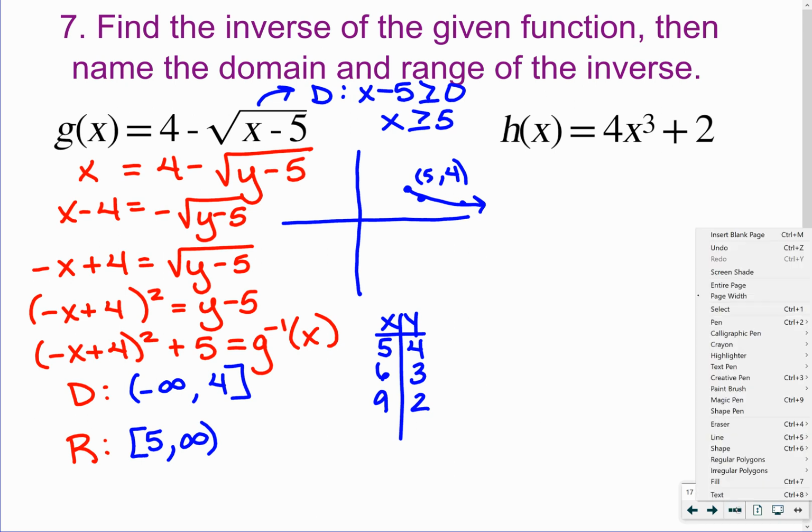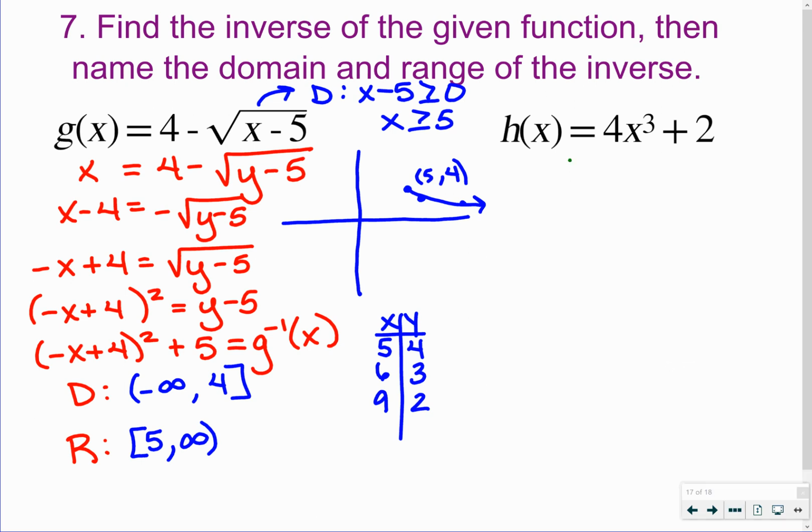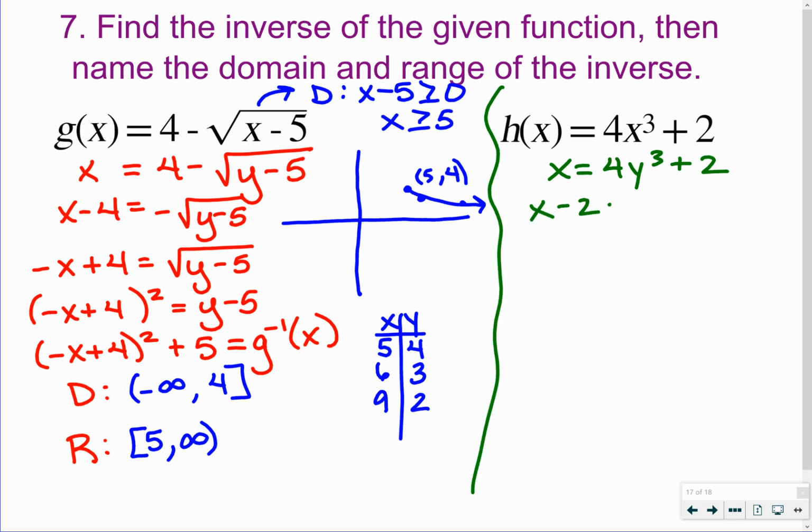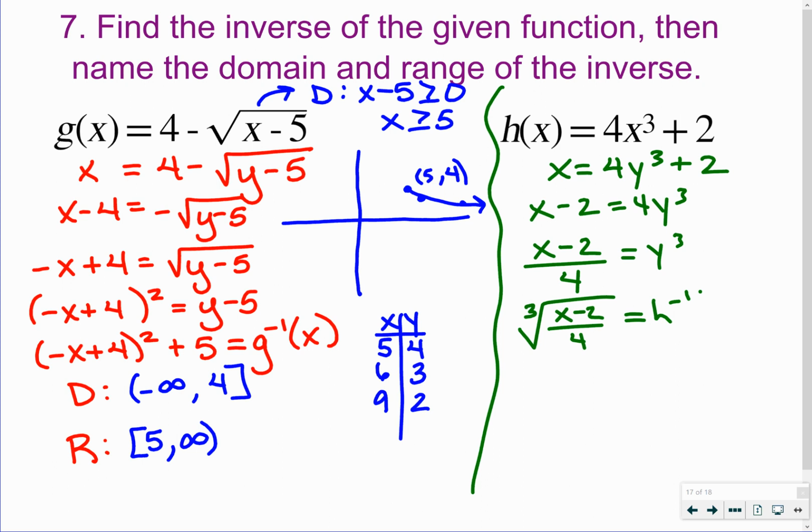So I'm going to switch the x and y. X equals 4y cubed plus 2. How do I get the y alone? Subtract 2. Then divide by 4. Again, I'm not trying to make this pretty. I'm just going to do the whole thing divided by 4 equals y cubed. And then what? Cube root of that whole thing. And instead of y, h inverse.